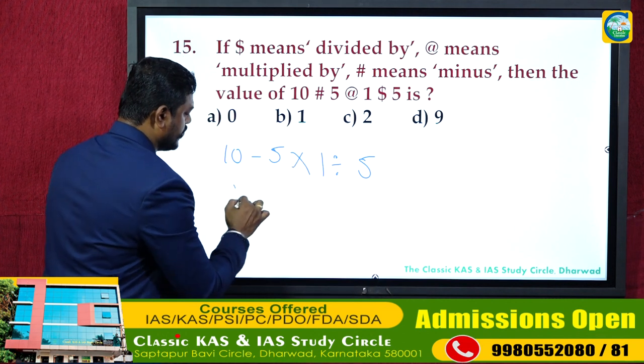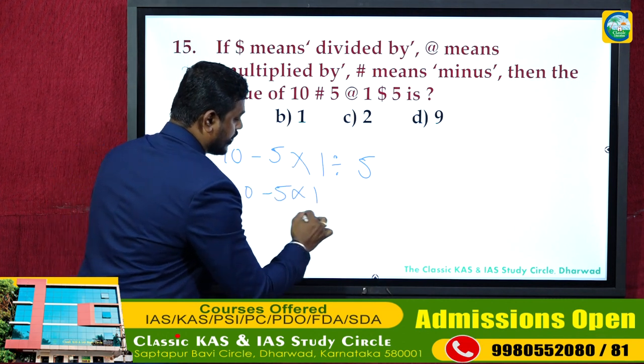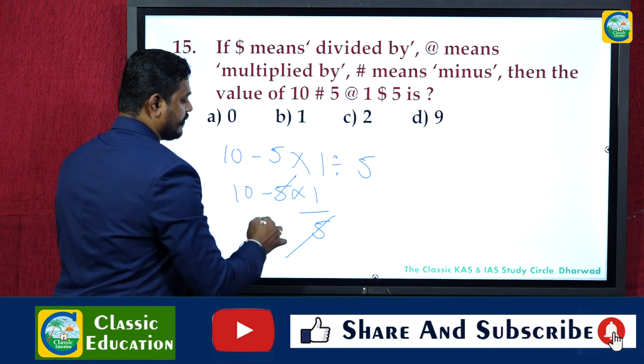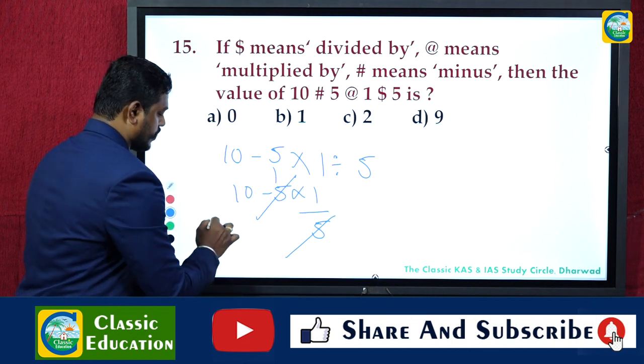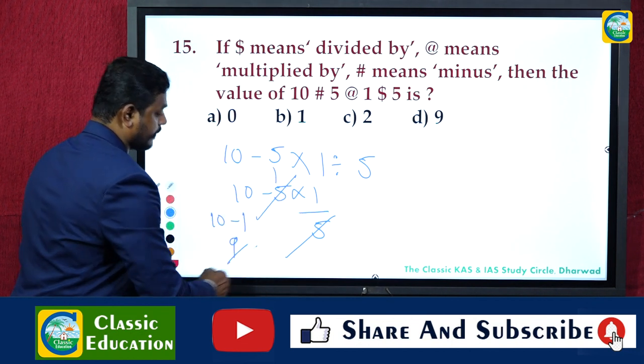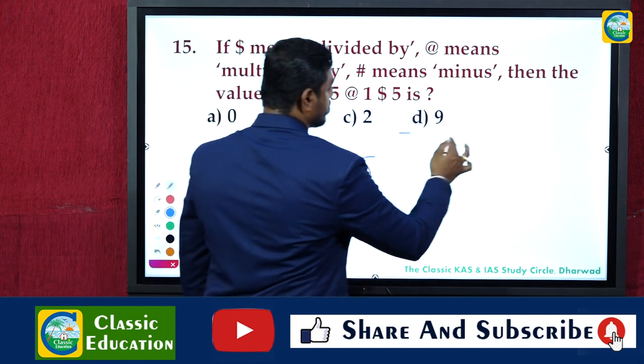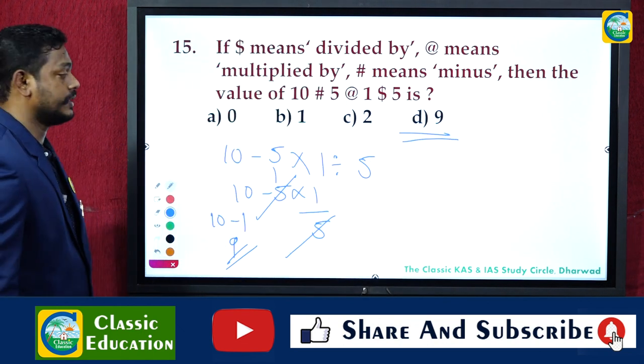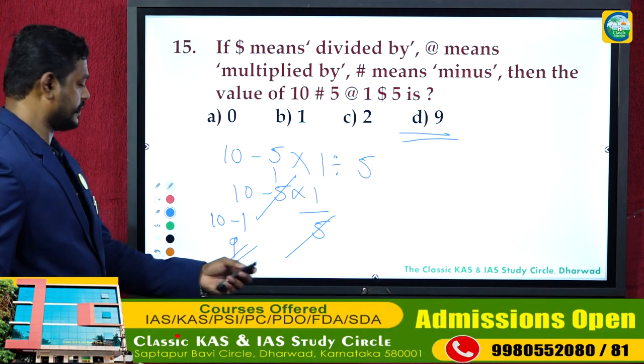So, they are given like this. We have to convert it into 10 minus 5 into 1 divided by 5. So, 5 and 5, 1. 1 into 1, that is 1. So, 10 minus 1, it is 9. The option is D. Right, friends? Okay. We'll move to the next question.